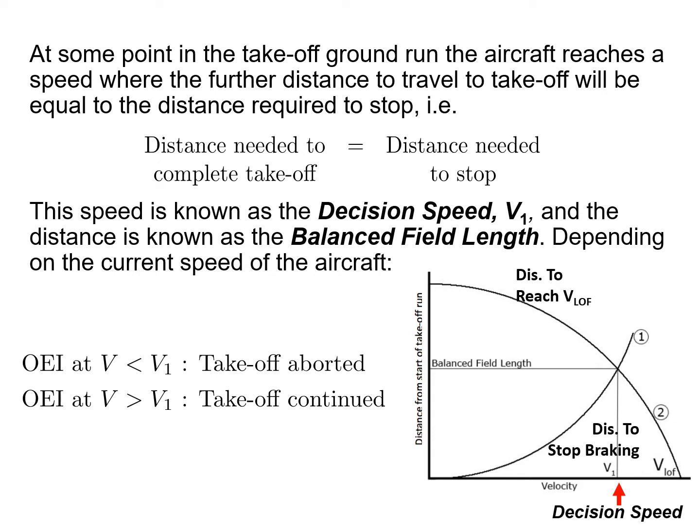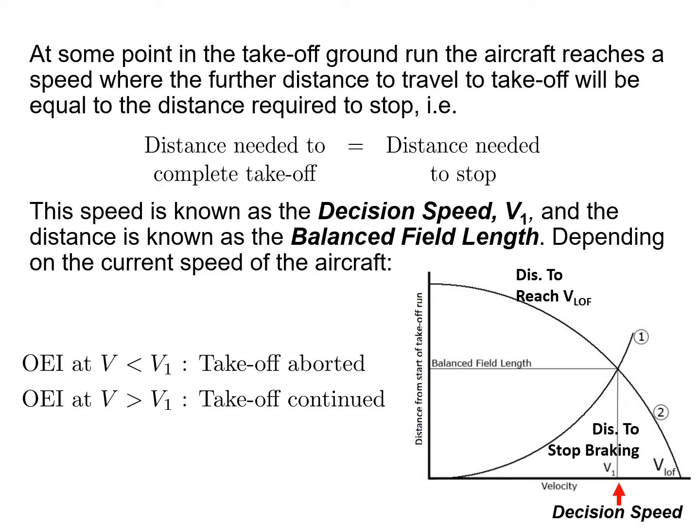We can see curve 1 and curve 2 will intersect at a point, and the velocity at that point is called the decision velocity. For the decision velocity, the corresponding distance is the so-called balanced field length. At the decision velocity, the distance to bring the aircraft to fully stop and the distance for the aircraft to reach the liftoff speed are the same. So that's called balanced field length.